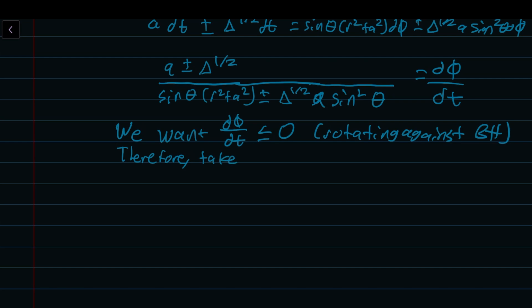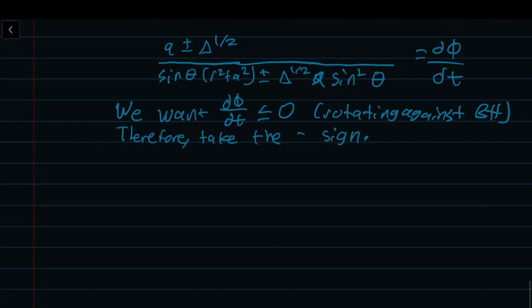So we're going to take the negative sign in this equation. Both of them are valid solutions, but if you look at taking the positive sign, then it's clear that this is positive, and that corresponds to when the photon is moving in the same direction as the black hole. That's not what we're interested in here.